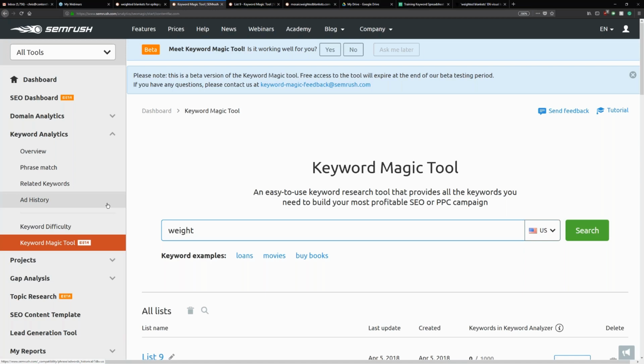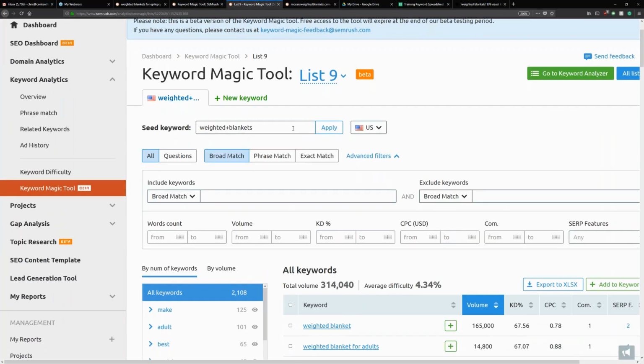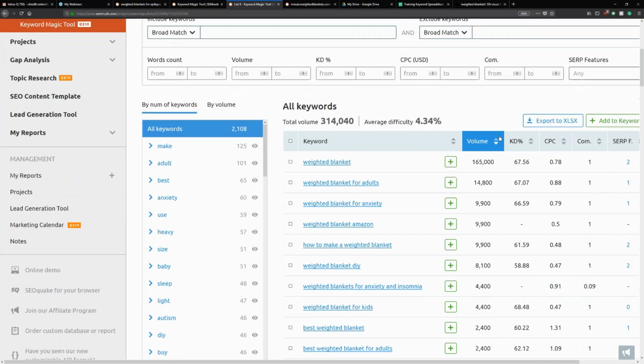It'll basically break them up rather than searching for an individual long tail phrase, because this isn't designed to search for individual phrases so much as it is to give you a bunch of phrases to look at. So when you throw your keyword in there, you hit enter or search, and this is what it's going to come up with. I've already done a search for weighted blankets, and this is the data that it shows me.